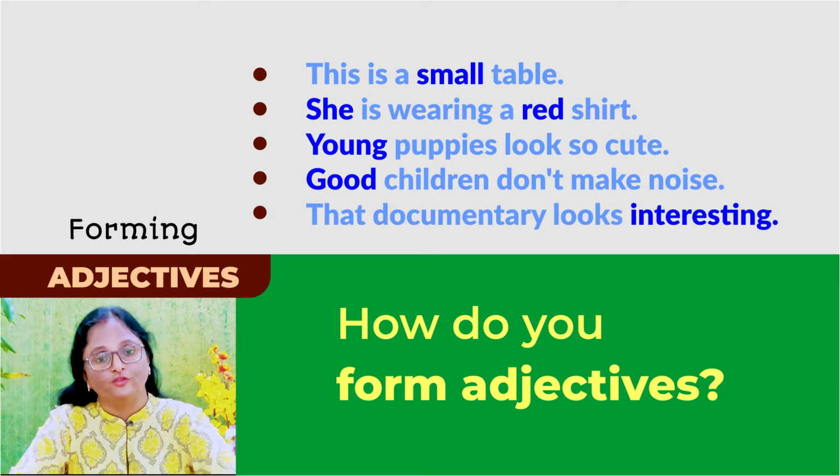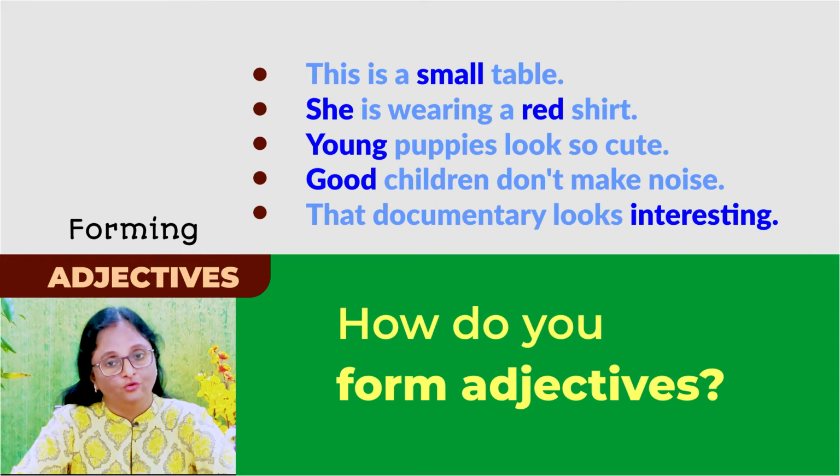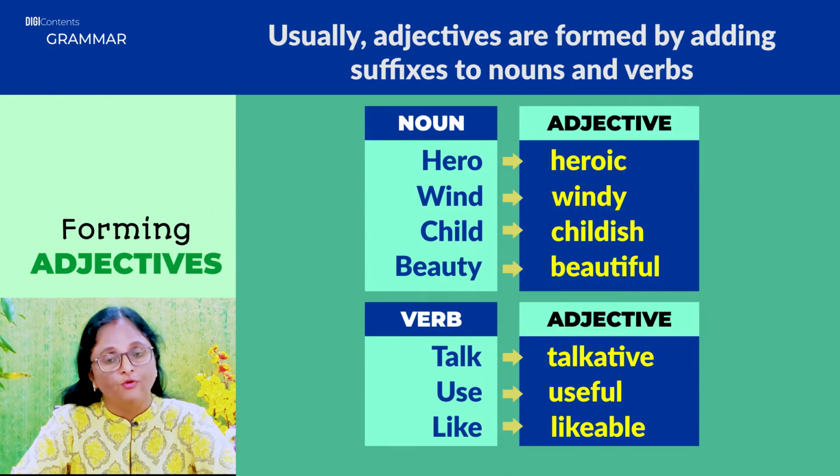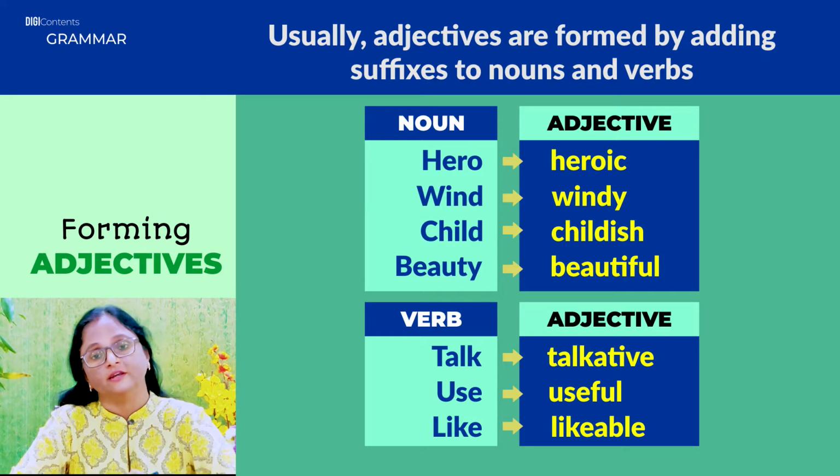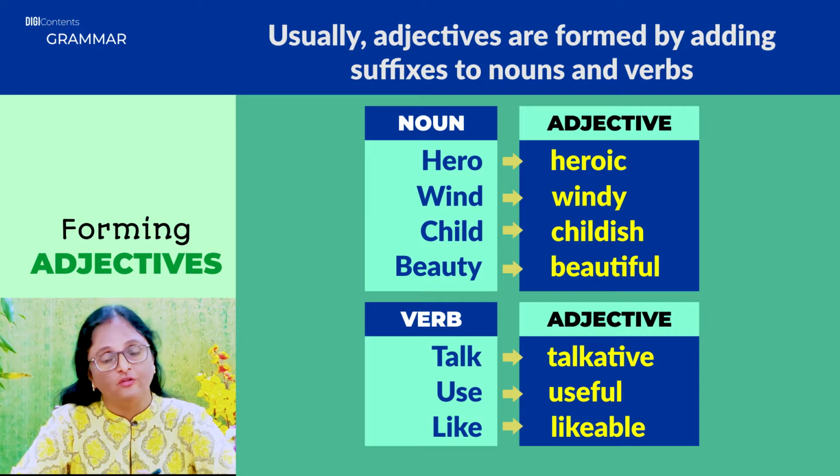How do you form adjectives? Usually, adjectives are formed by adding suffixes to nouns and verbs. As hero is a noun, heroic is an adjective. Wind is a noun, windy is an adjective. Similarly, child, childish; beauty, beautiful. Talk is a verb, talkative is an adjective.